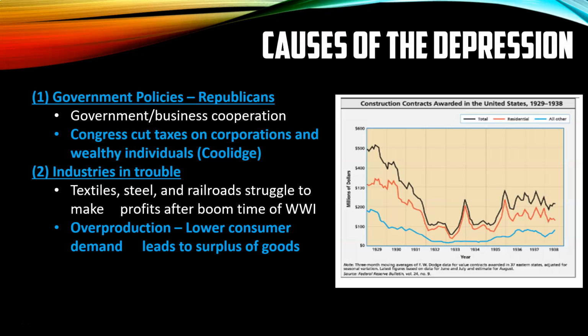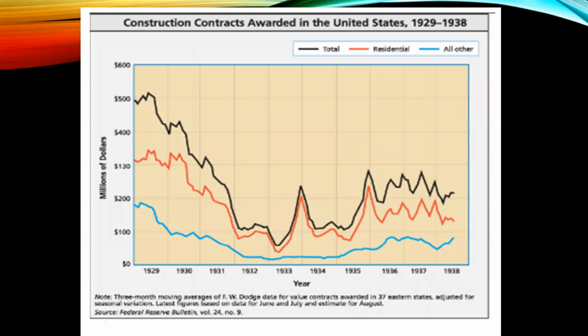The second problem is there's a lot of trouble in the industry. Textiles, steel, and railroads struggled to make profits after they had boomed during World War I, and now they were overproducing, meaning there was a lower consumer demand leading to a surplus of goods. Anytime that there's overproduction, that means there's going to be less demand than what you're making, which means there's this surplus that you can't get rid of. That in turn hurts businesses.